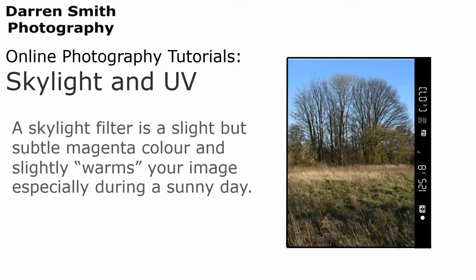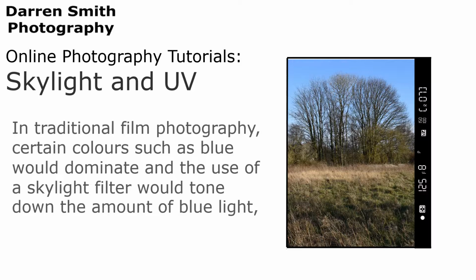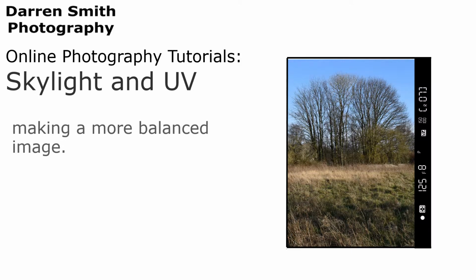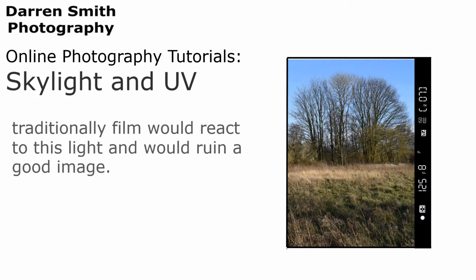A skylight filter is a slight but subtle magenta colour and slightly warms your image, especially during the sunny day. In traditional film photography, certain colours such as blue would dominate, and the use of a skylight filter would tone down the amount of blue light, making a more balanced image. A UV filter also has a subtle magenta colour and blocks the UV light present in sunlight. Traditional film would react to this light and would ruin a good image.